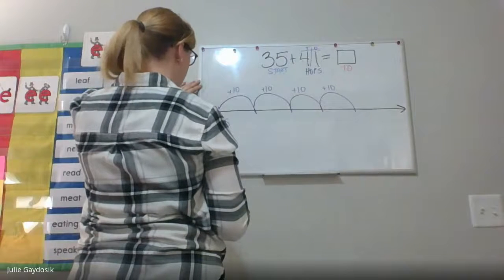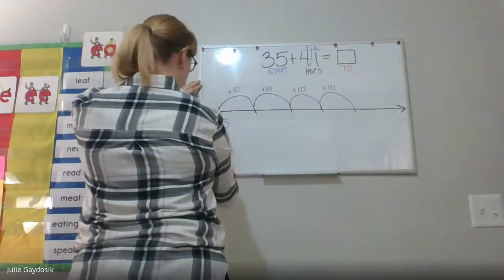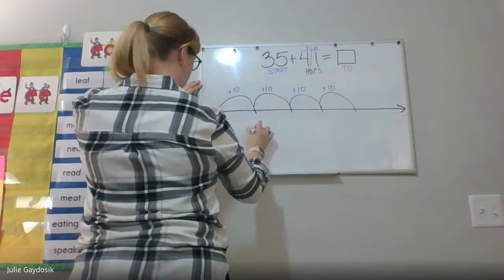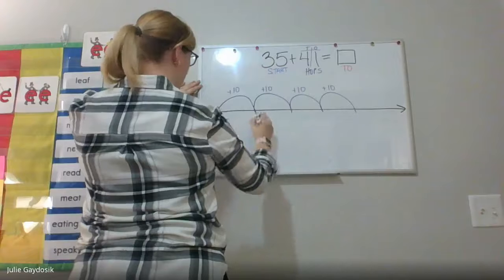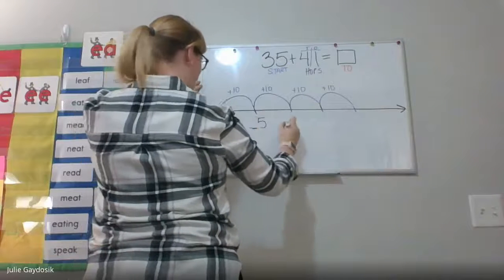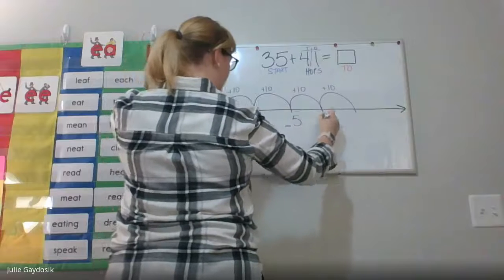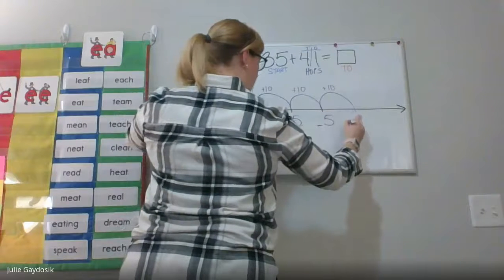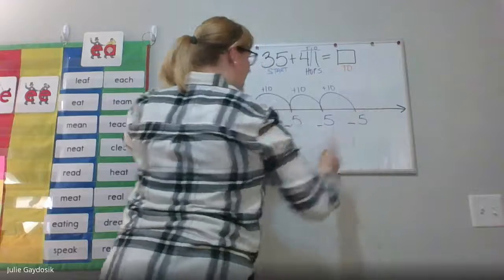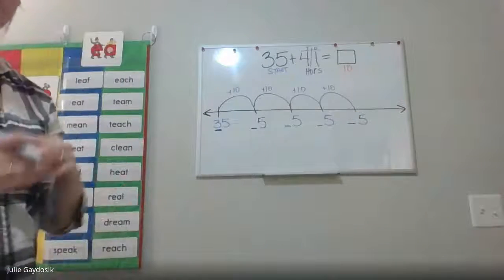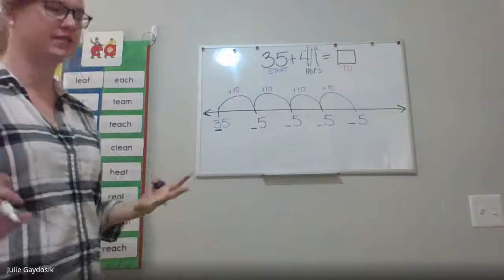Now, we're looking at changing the tens place. So that means the ones place isn't changing. You're only going up in the tens place. The ones place stays the same for right now because we're only changing the tens place.